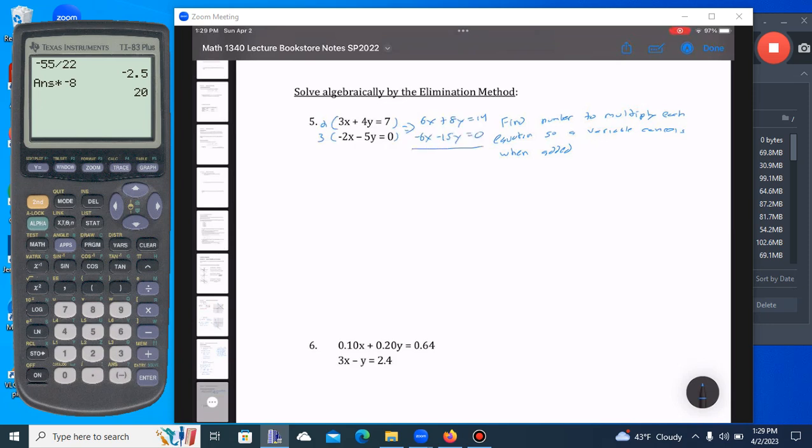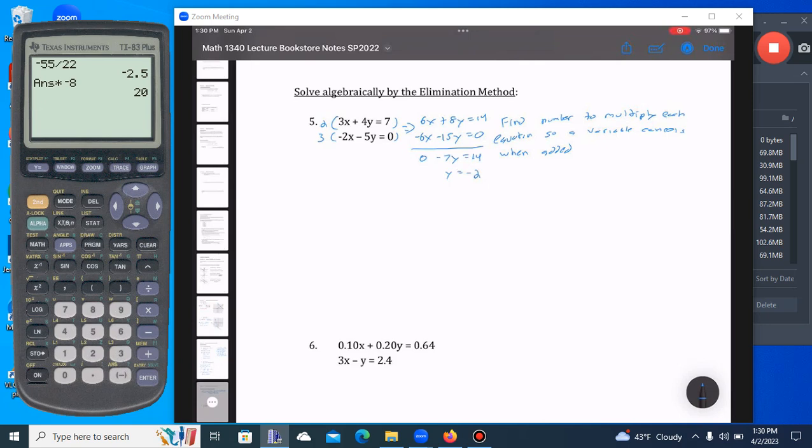When you add these, your x's cancel out. 6x minus 6x is 0. So you get 0 minus 7y equals 14. And divide by negative 7, and you get y equals negative 2.